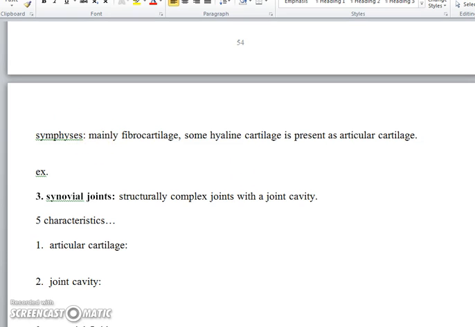Here you've got fiber. There's other stuff in it too. There's some hyaline cartilage at the caps, but the body of it is made of fibrocartilage. A good example here is something we mentioned in class before. If you remember, it's the pubic symphysis.